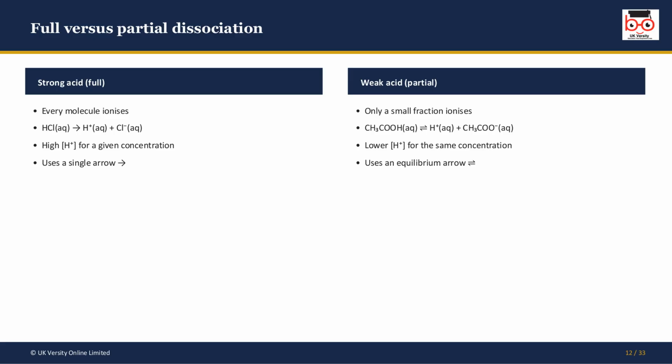A strong acid ionizes completely, every molecule splitting up, giving a high hydrogen ion concentration for a given concentration, and we write it with a single arrow. A weak acid ionizes only slightly, just a small fraction breaking apart, giving a much lower hydrogen ion concentration at the same concentration, and we write it with an equilibrium arrow to show that most of it stays intact.